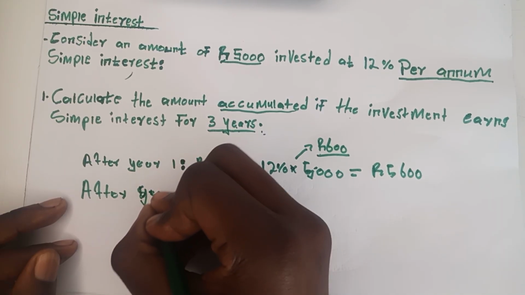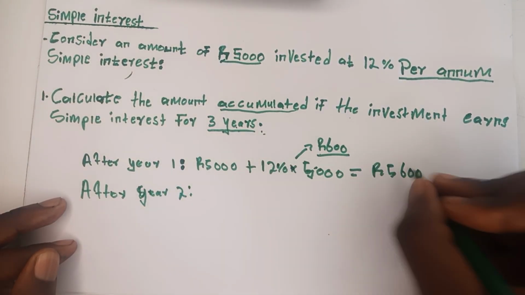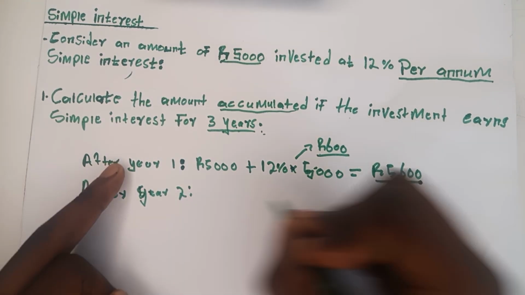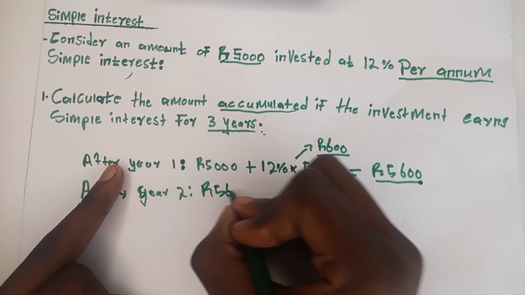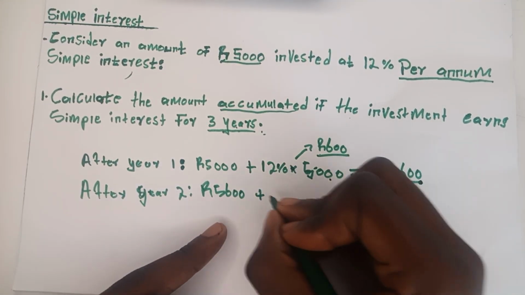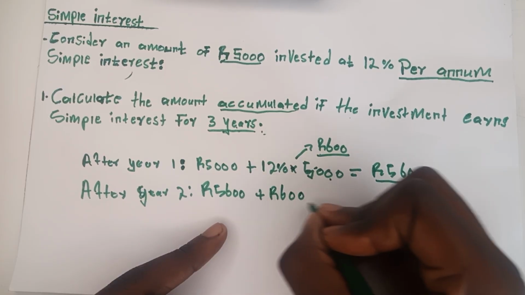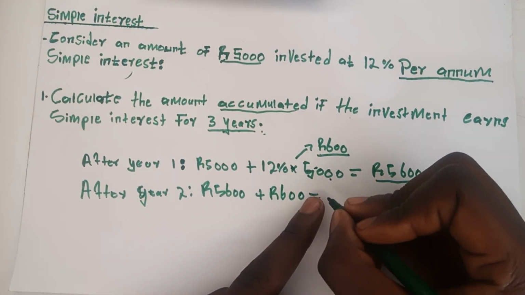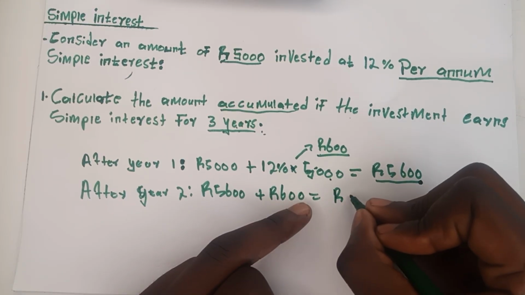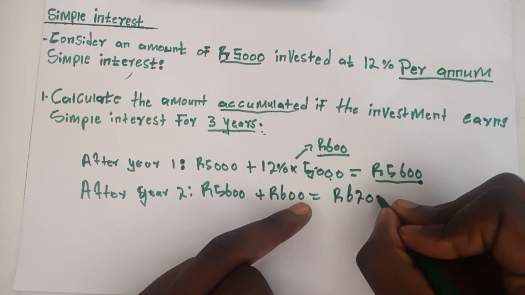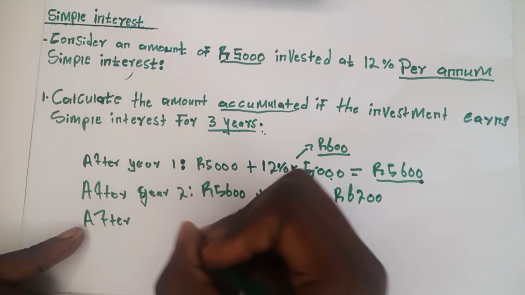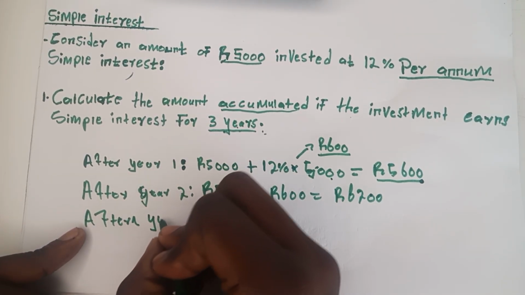Then after year two, they are going to take this accumulated amount, 5,600, which you earned after year one, and then add again 12% of 5,000, which is 600. So 5,600 plus 600, and after year two, you will have accumulated 6,200. Then after year three, this is the last year.